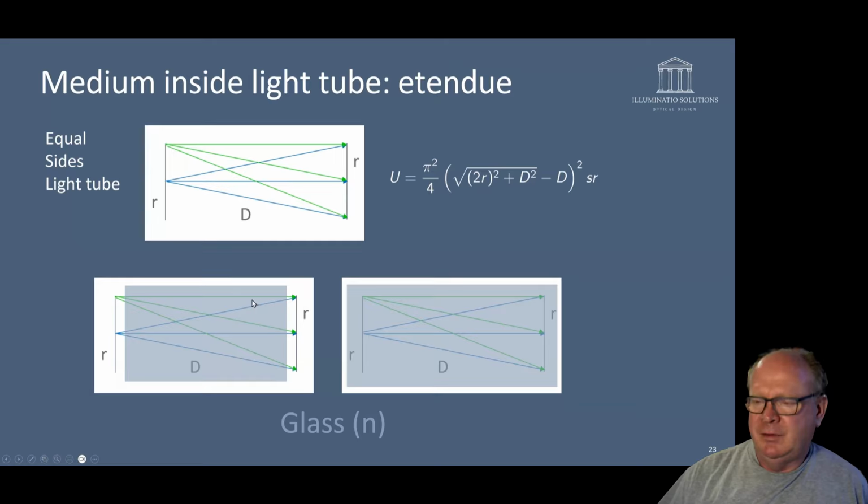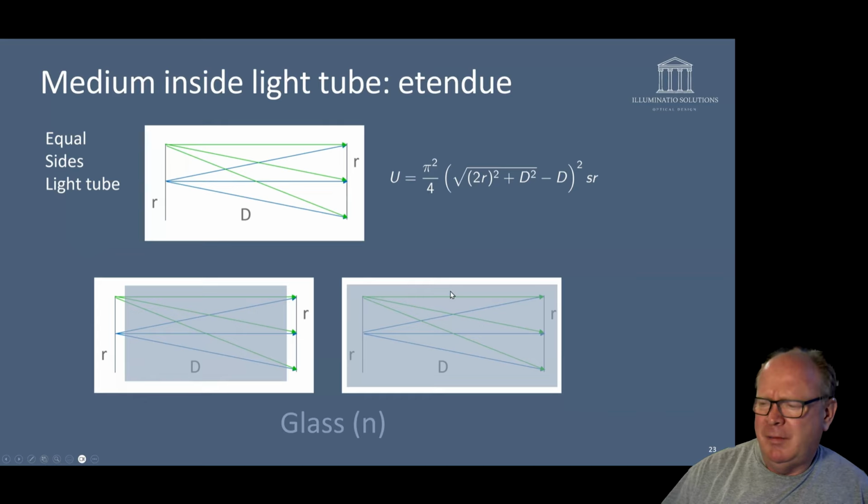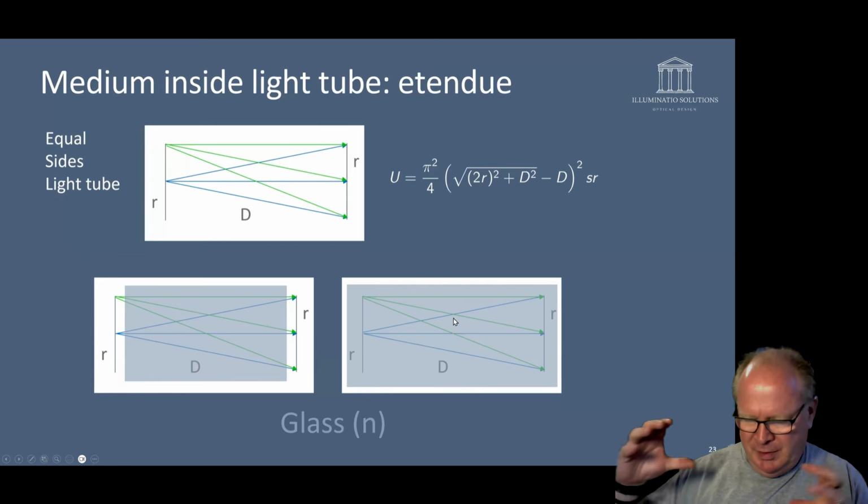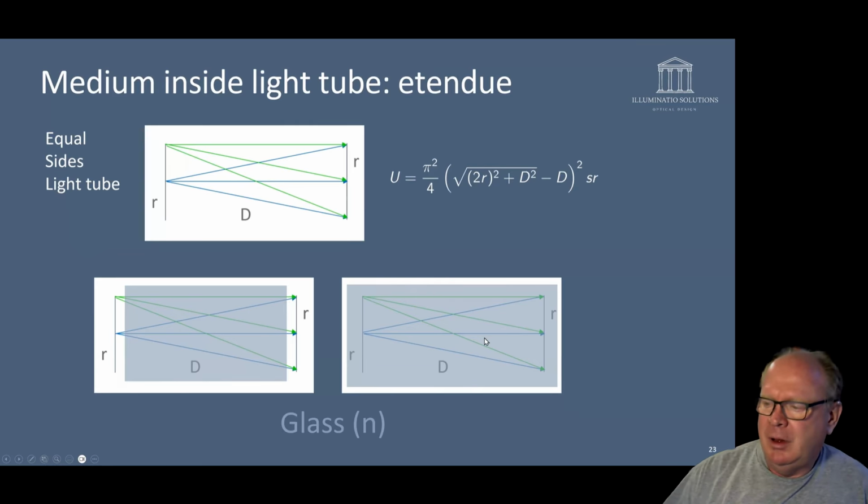But now we want to put some medium inside the light tube. So we can either put it here where it covers maybe 90% of the volume, or later we will see 50% or whatever, or we can define the ambient as a medium. So we put the whole light tube in a medium. So let's look at what happens.